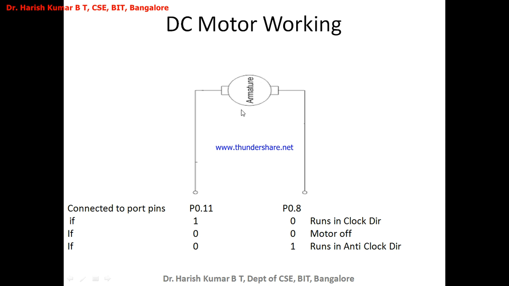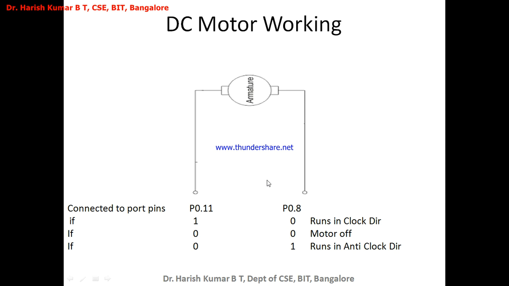Now the motor starts running. This you cannot control. DC motor, once it starts running, it runs fast, say for example 600 RPM, or 1000 RPM, or 2000 RPM. It depends on the specification of the DC motor. So many rotations it will be doing per minute. When I give 1 to port pin 0.11 and 0 to port pin 0.8, it is running in the clockwise direction, say at 600 RPM, so 600 rotations per minute.